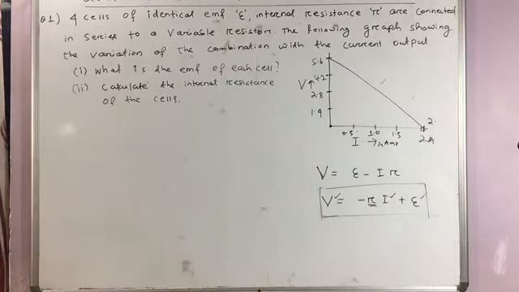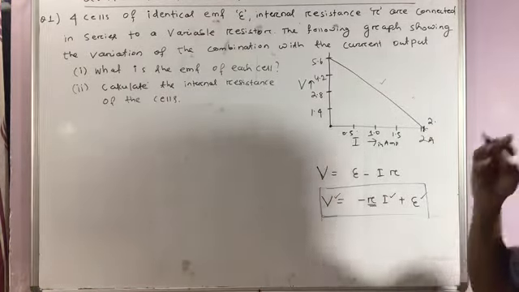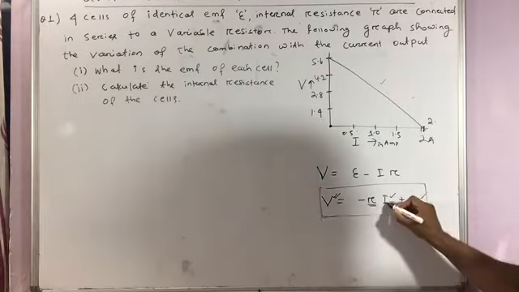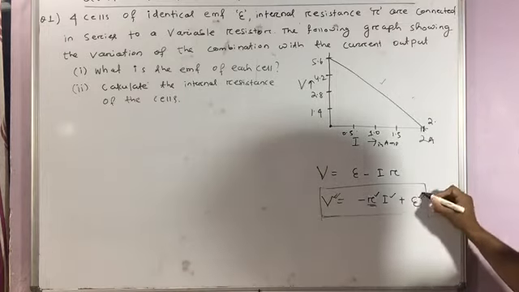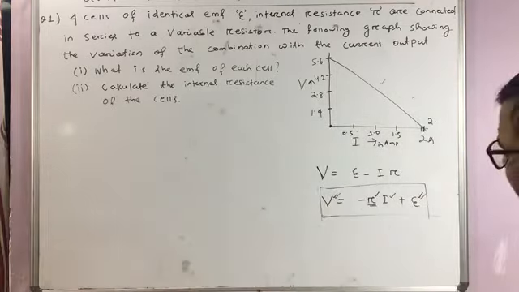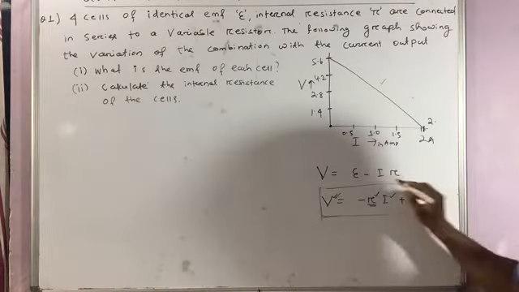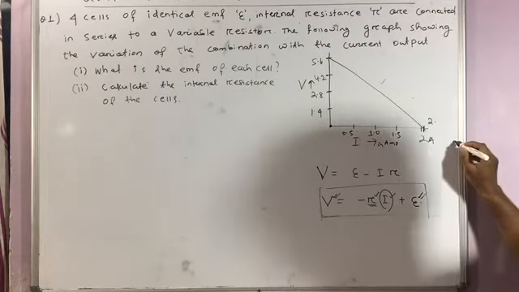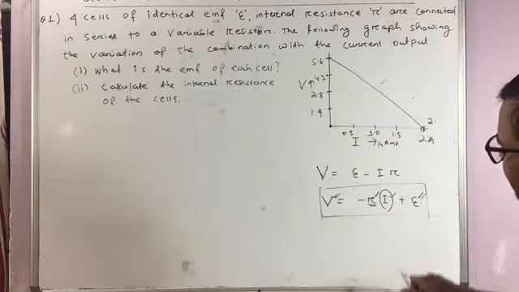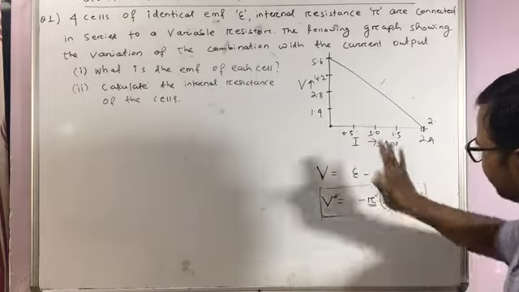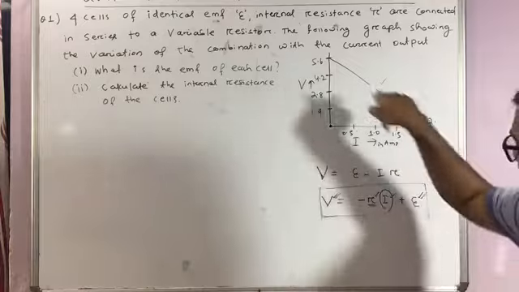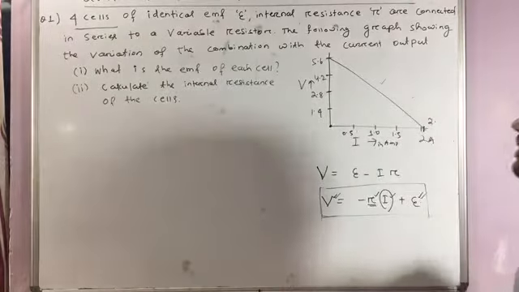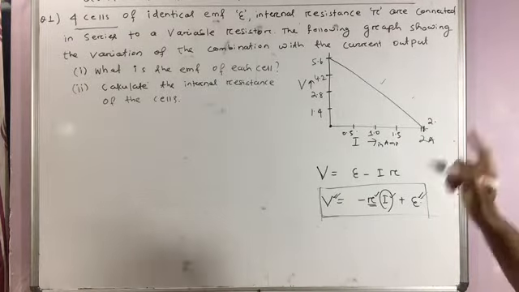Now the thing is, from the graph how we can find. See, this V is the terminal potential difference. I is the current flowing through it. R is the internal resistance. E is the EMF. I is your x coordinate variable, V is the y coordinate variable. So this graph is basically your V versus I, and this graph is plotted for 4 cells, not for a single cell: 4 identical cells of EMF E in series.